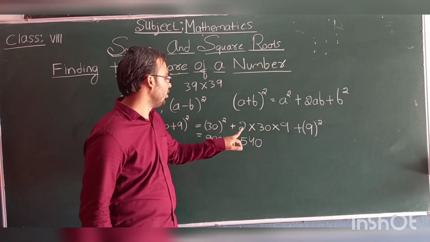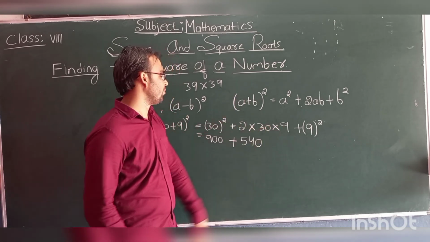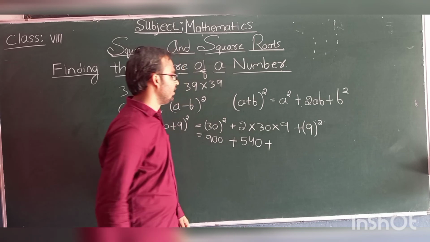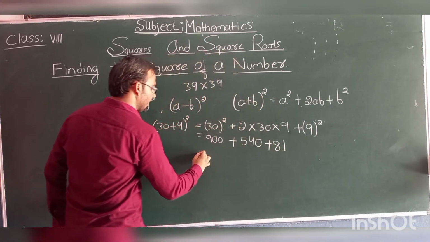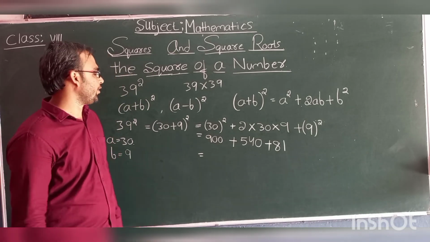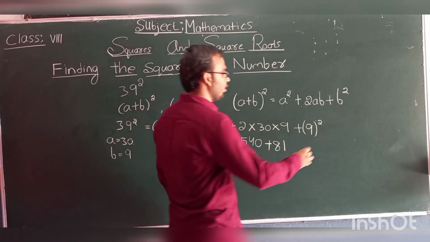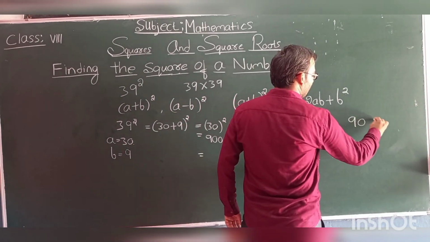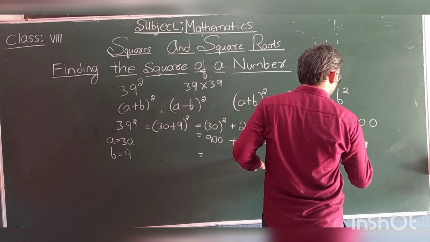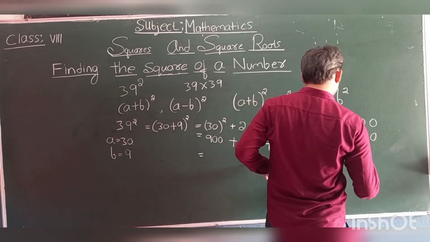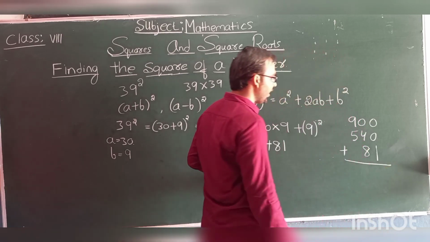So what have you done? 2 3s are 6, 6 9s are 54, and here 0 is there, so add 0. Now 9 9s are 81. Then what we need to do? We need to add all these numbers. So here I will be adding: 900 plus 540 plus 81.